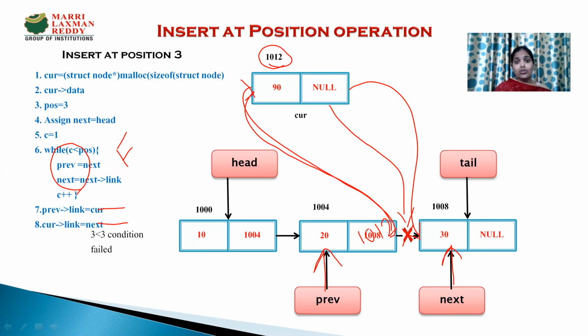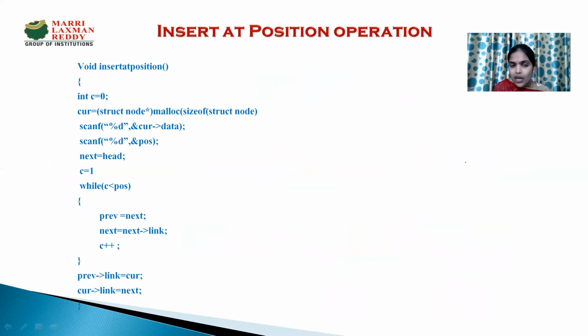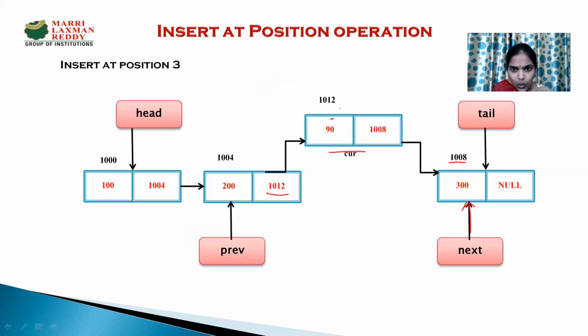Now, if I want this link to get created, I have to store here the next node data, that is this node's address, 1008. As you can see, this is the node we have to insert. So here the address of the 1012 node is stored, and here the address of this node is stored, that is 1008. This is how we are inserting the node at a particular position, that is, at position number 3.